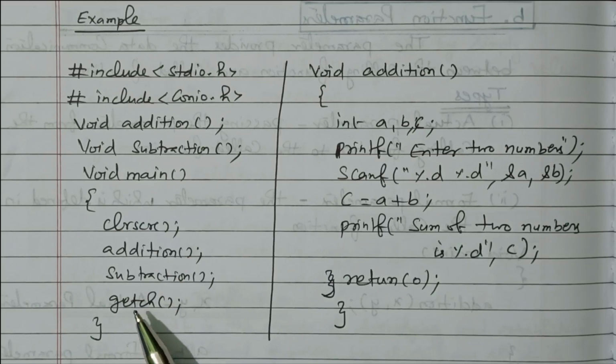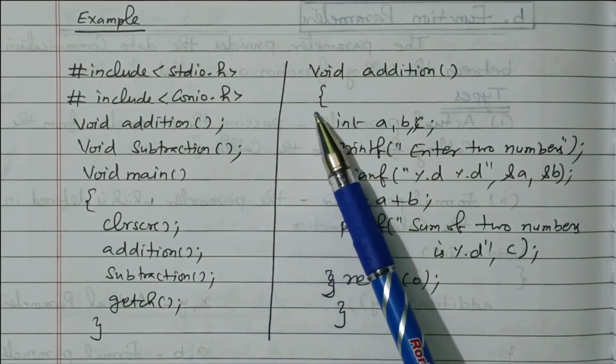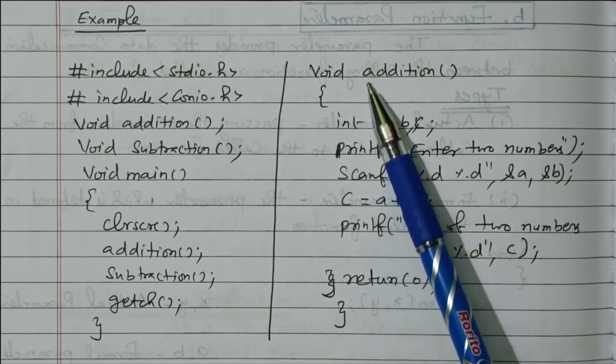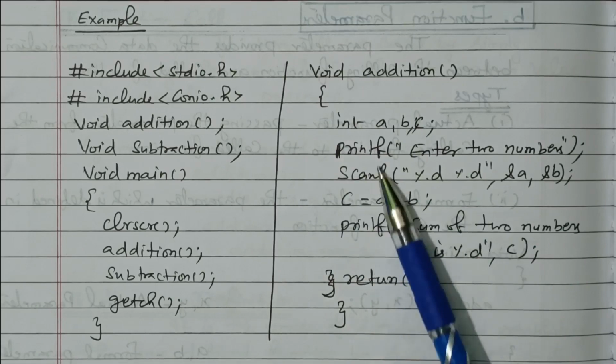This is not shown in the program. Only the function calling is shown in this program. So addition with open and closing braces means we are calling this function without sending any argument. Then the control will go to this function. This is called a function definition. Defining the function, what are the things we need to do, is called a function definition.